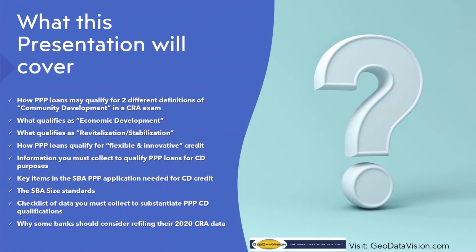In the next 10 minutes in this presentation, I will cover the following topics: how PPP loans may qualify for two different definitions of community development in a CRA exam, what qualifies as economic development for community development purposes, what qualifies as revitalization stabilization for community development purposes, how PPP loans qualify for flexible and innovative credit in a CRA exam, the information you must collect to qualify PPP loans for community development purposes, key items in the SBA PPP application needed for community development credit, the SBA size standards themselves, a checklist of data you must collect to substantiate PPP community development qualifications, and finally, why some banks should consider refiling their 2020 CRA data as soon as possible.